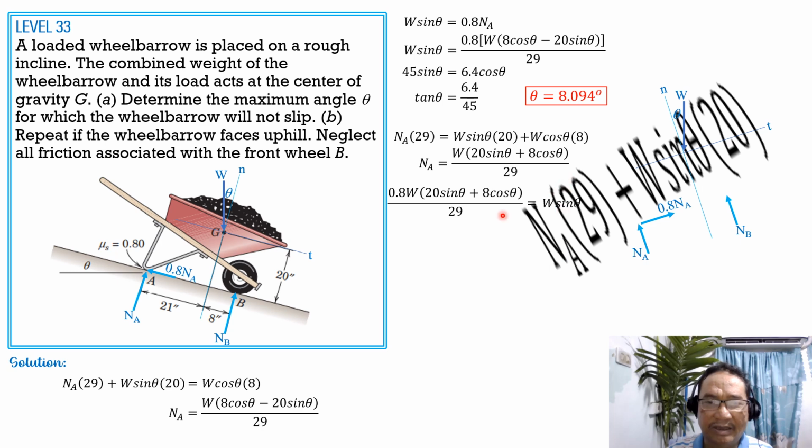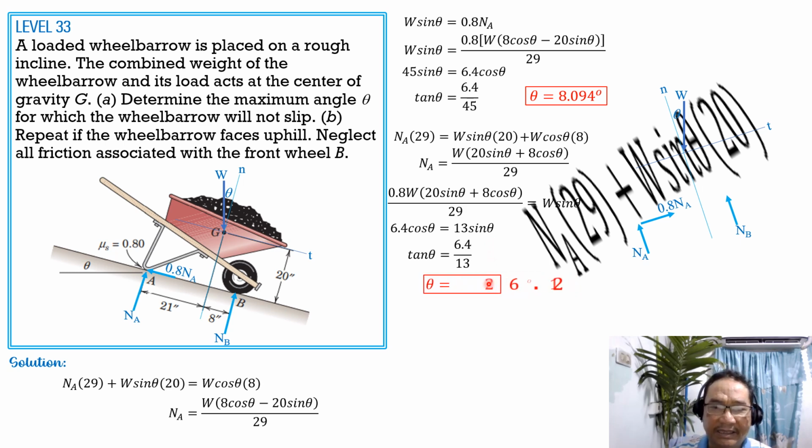So cancel out W and simplify. For sine theta, 29 minus 0.8 times 16 is 13 sine theta. And on the left side, 0.8 times 8 cosine theta, or 6.4 cosine theta, is equal to 13 sine theta. So tangent theta is 6.4 over 13. Theta therefore is arctan of 6.4 over 13, and that is equal to 26.21 degrees.